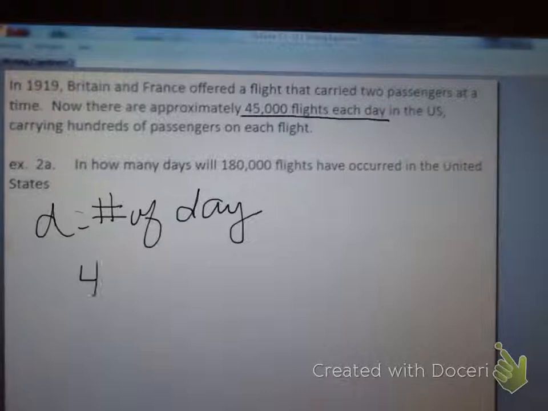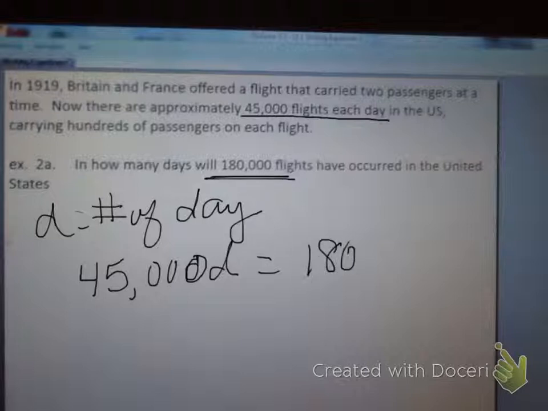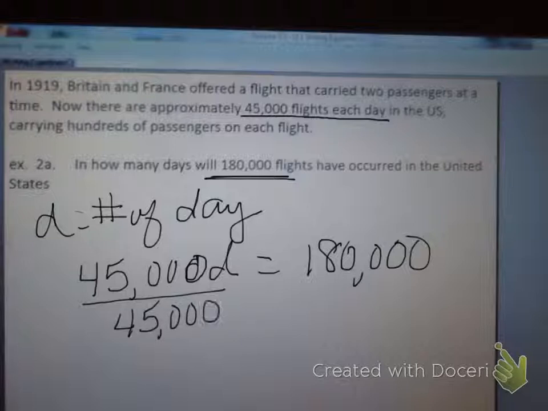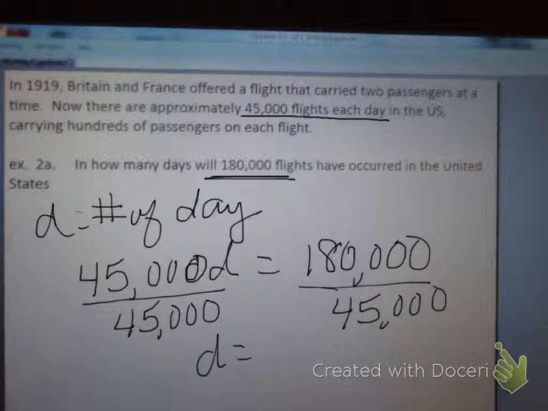Do we know how many days? No. They're D. Is equal to the total number of flights, 180,000 flights. So to solve for this, we're going to divide both sides by 45,000. And D is equal to 4. And this stands for days, so make sure you always label.